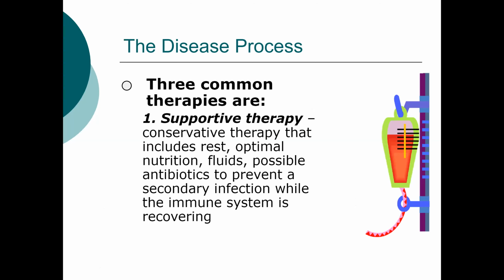Three common therapies: supportive therapy, conservative therapy that includes rest, nutrition, fluids, possibly antibiotics to prevent a secondary infection, and hopefully to give the immune system time to function and do its job. Okay, you're just supporting the immune system. You're just supporting the body in doing what the body's supposed to do, which is try to fight off and ward off all these infections. And sometimes you have to help it. You got to assist it a little bit. And when we prescribe antibiotics and stuff like this, that is what we're doing. We're providing supportive therapy.